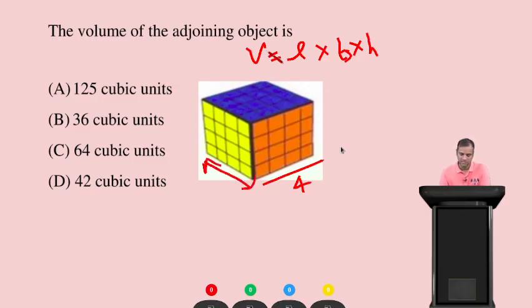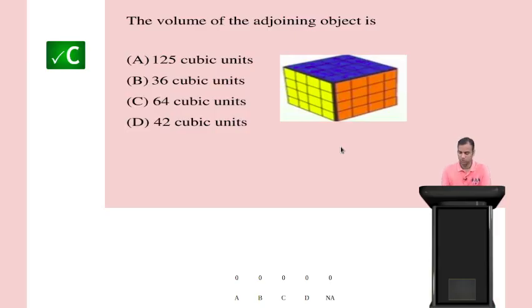This is L. What is this? It is again 4, and this is height. This is again 4. So we have length, breadth and height all the same, 4, 4, 4, or we can say this is a cube. Okay, it's a type of cuboid. So we can multiply 4 into 4 into 4, and your answer is 64. So it is a very easy question. So the correct answer is C.